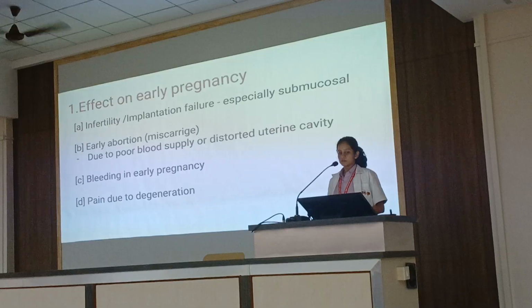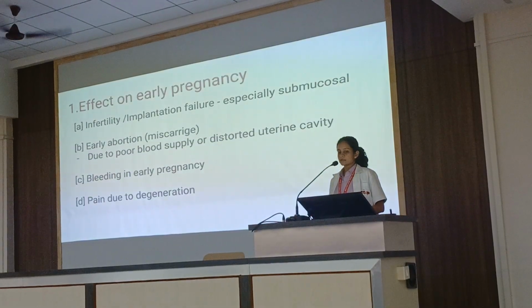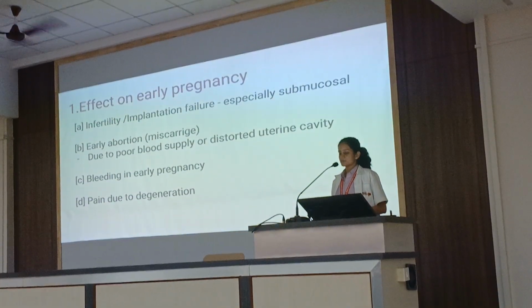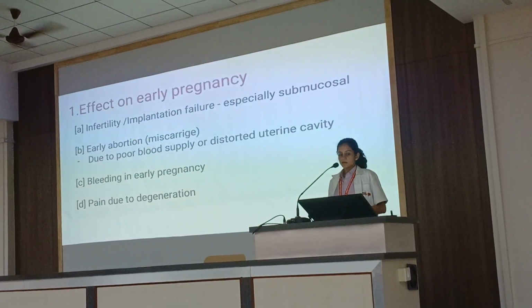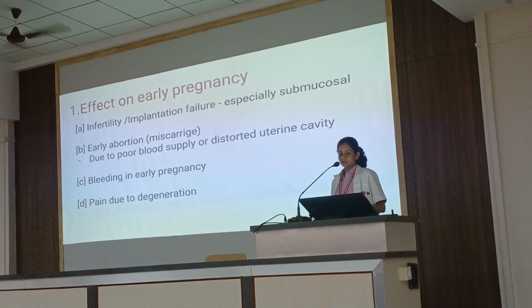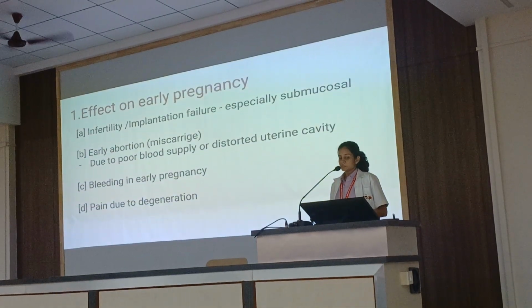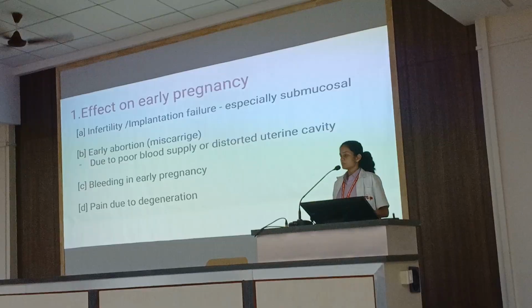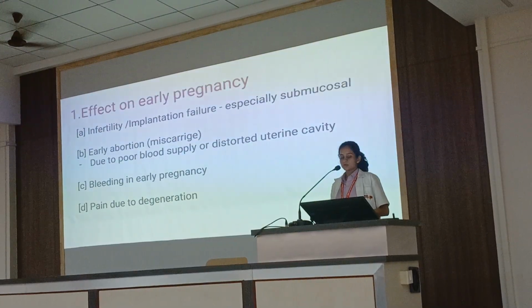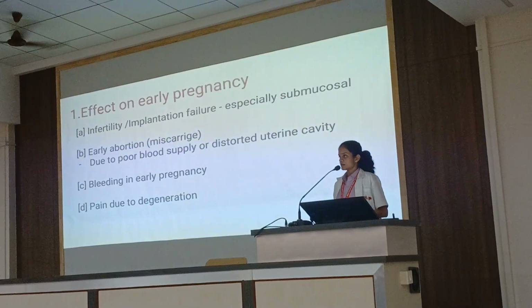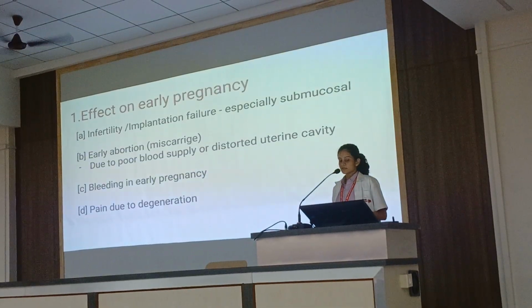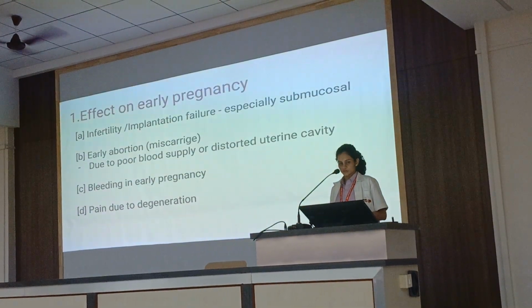First is effect on early pregnancy. There is infertility or implantation failure, especially in the submucosal type of fibroid. Then early abortion, that is miscarriage, can happen due to poor blood supply or distorted uterine cavity. Bleeding in early pregnancy can happen mostly in the first trimester because there is defect in the implantation of placenta. Then there is pain due to degeneration.